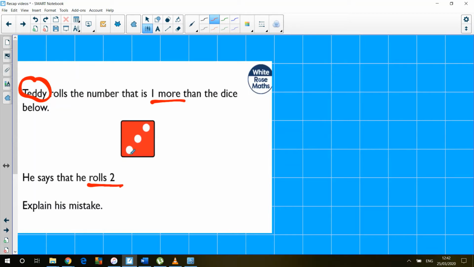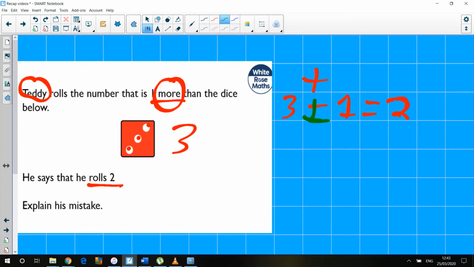Well, the dice, let's see what it shows. It shows 1, 2, 3. So we know the dice is showing 3. He says he rolls a 2. Explain what he's done wrong. How do you think he got to 2? That's right. I think he did 3 take away 1 equals 2. Well, we already know that finding one more, we don't take away, we, green for growth this, we add. We are adding, that's right.